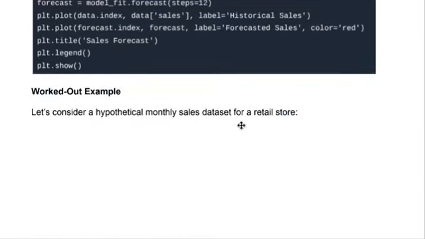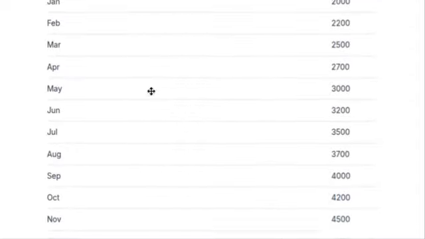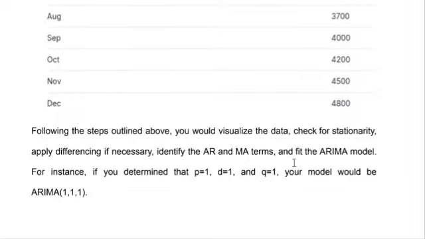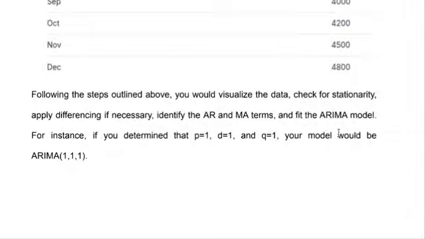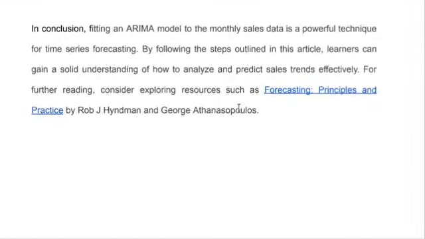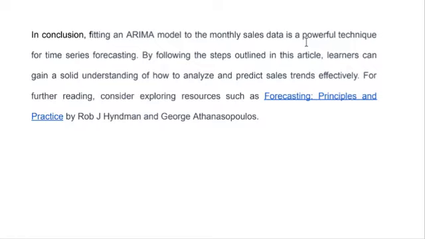Worked out example. Let's consider a hypothetical monthly sales dataset for a retail store. Following the steps outlined above, you would visualize the data, check for stationarity, apply differencing if necessary, identify the AR and MA terms, and fit the ARIMA model. For instance, if you determined that p equals 1, d equals 1, and q equals 1, your model would be ARIMA(1,1,1). In conclusion, fitting an ARIMA model to the monthly sales data is a powerful technique for time series forecasting.